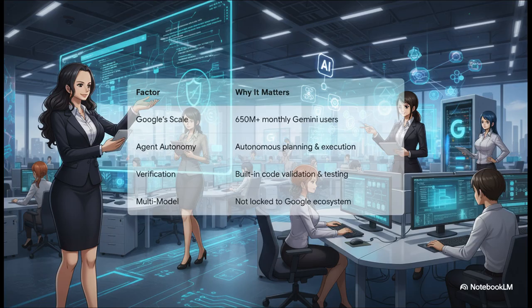So why does Antigravity have such a strong chance of succeeding, especially in the enterprise world? Well, it really comes down to these four key factors. You have Google's massive scale and existing customer base. You have the agent's autonomy, which allows for higher-level work. You've got the built-in verification with artifacts, which directly solves those critical trust issues for big companies. And finally, the multi-model support means businesses don't have to worry about vendor lock-in. It checks all the boxes.